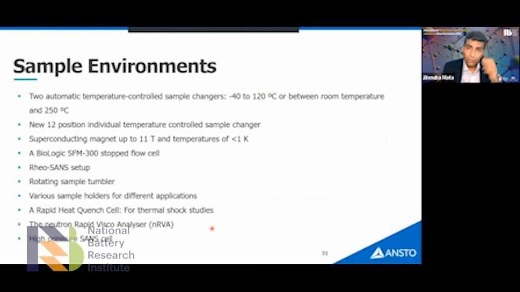Then we also have what is called the rapid heat quench cell. If you want to apply thermal shock to your sample, we can do that. We have a rapid visco analyzer, which is very common in food science and food manufacturing, where people use viscosity measurements. We also have a high pressure SANS cell, which is awesome because it can go up to 350 megapascal pressure.